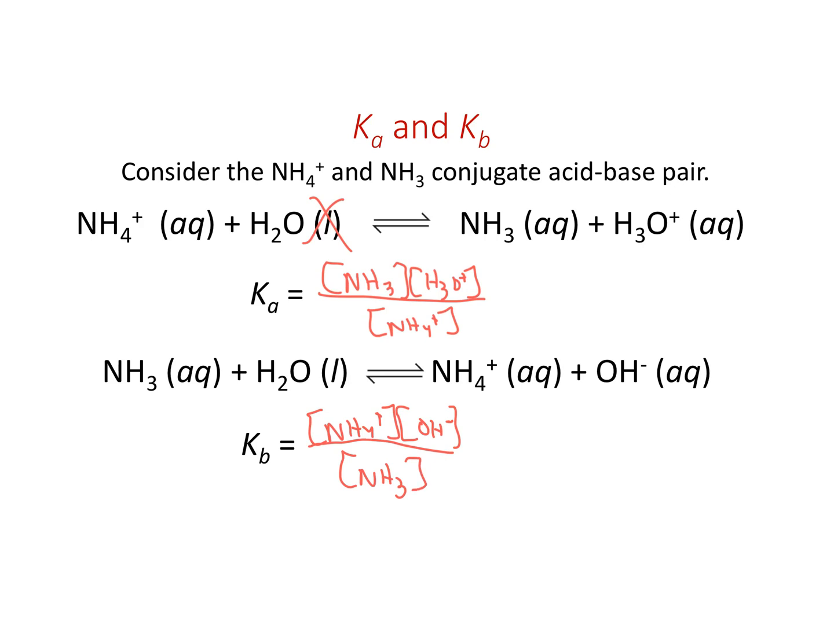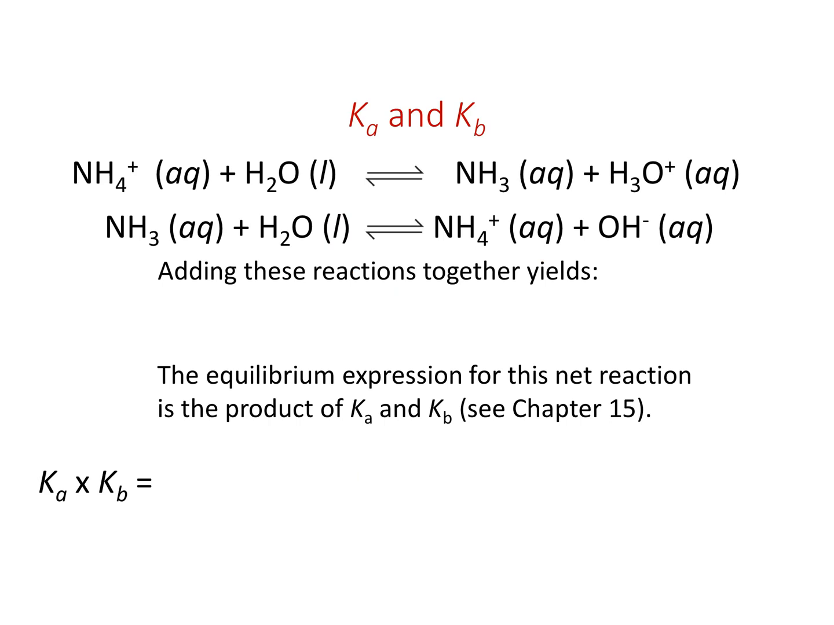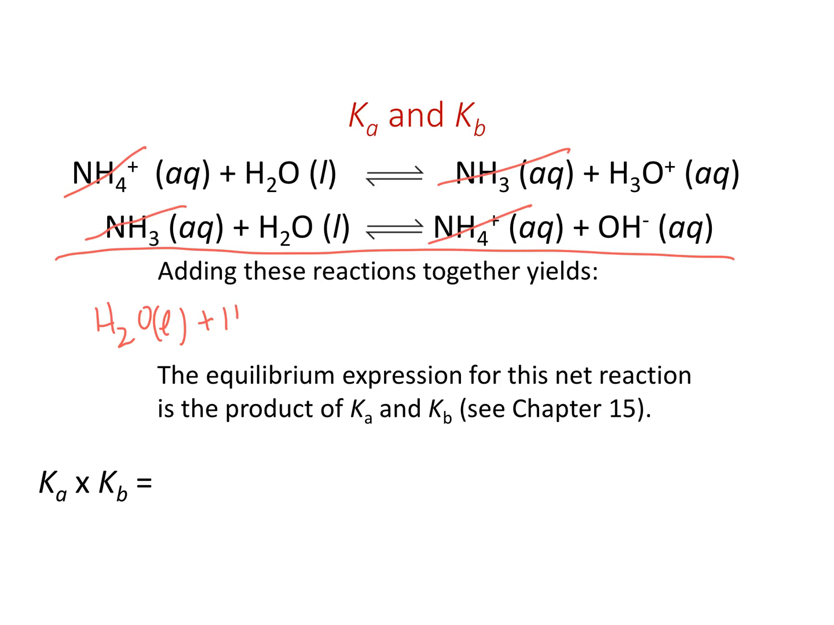Now we're going to take a look at what happens when you add these reactions together, and then look at what that means for the relationship between Ka and Kb for a conjugate acid-base pair. Right, if I add these two reactions together, ammonium behaving like an acid, ammonia behaving like a base, if it's on the left and the right side of the equation, it cancels out. So the ammonia cancels out, the ammonium cancels out, and I'm left with water plus water yields hydronium and hydroxide.